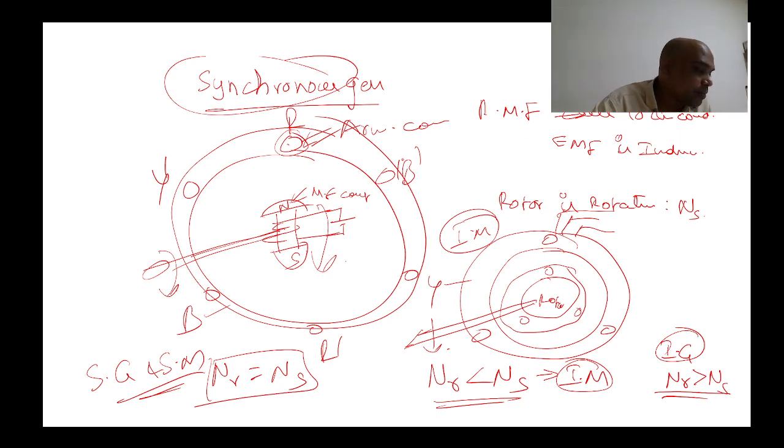So what are the important points here? Synchronous generator: the field winding is always excited with DC. Understand? EMF is induced in the armature coil whenever the rotating magnetic field cuts the coil.